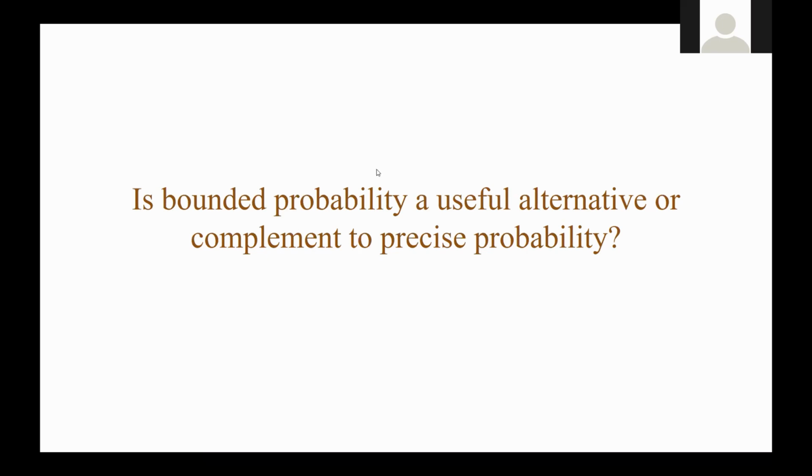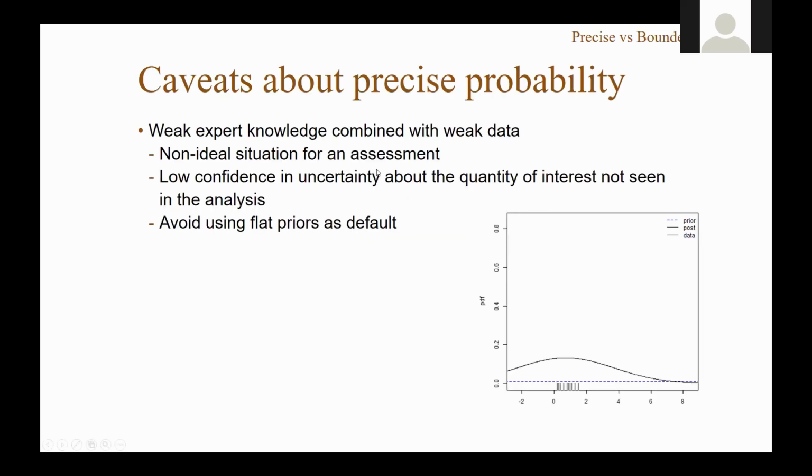As we said, we have some caveats, and I put some of them up here. If we have weak knowledge and weak data, it's not even ideal for an assessment in the first place. We have very low confidence in uncertainty, and if we use flat priors, everything is very flat and we don't really know what's going on. Coming up with very precise claims about uncertainty could be cheating a bit about the uncertainty that exists.